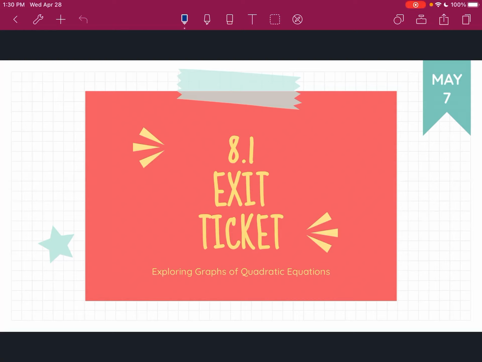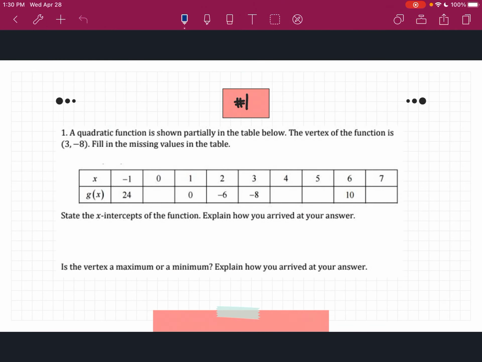This is the 8.1 exit ticket, where we went over exploring graphs of quadratic equations. Number 1, a quadratic function is shown partially in the table below. The vertex of this function is (3, -8). Fill in the missing values in the table.